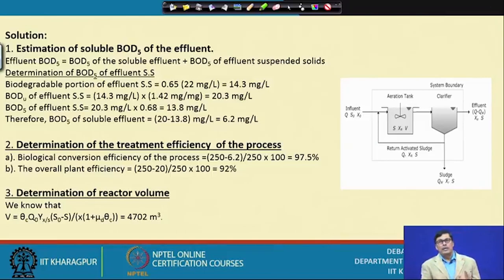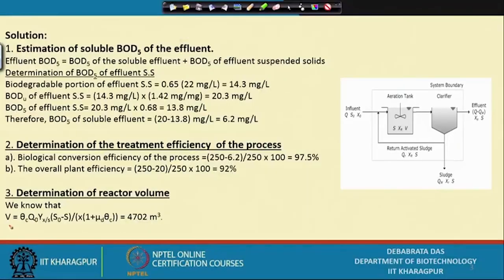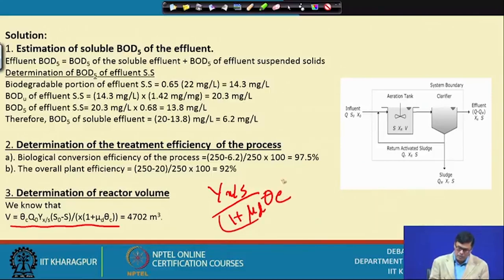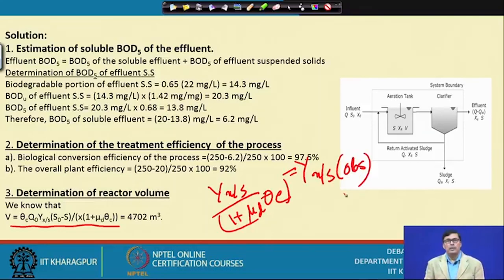So when you do any kind of process design, the first parameter you shall have to monitor is the conversion efficiency of the process. The second parameter we shall have to find out is the volume of the reactor. The volume of the reactor is like this, and in this I want to point out these parameters, particularly Y X by S over 1 plus kd times theta c, this is considered as Y X by S observed, because we know the suspended material. When we talk about the yield coefficient, what is the overall yield coefficient? Grams of cell mass produced per gram of substrate consumed.